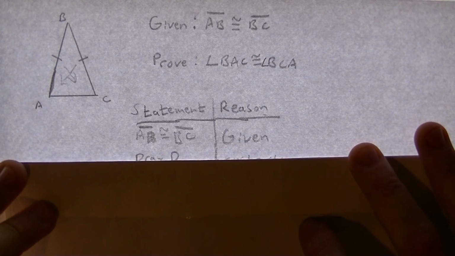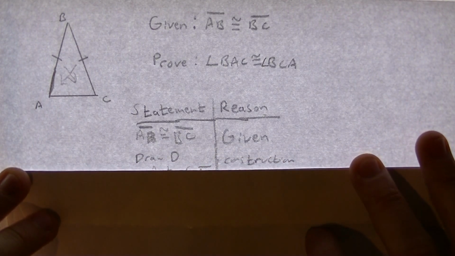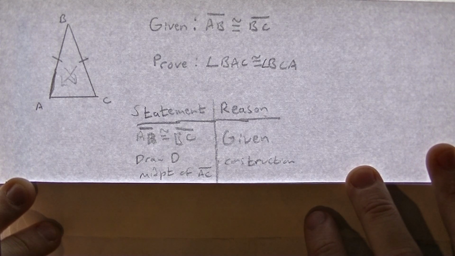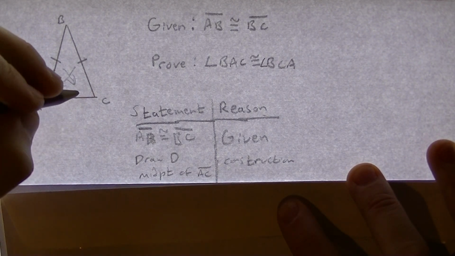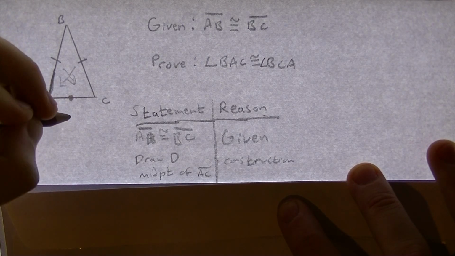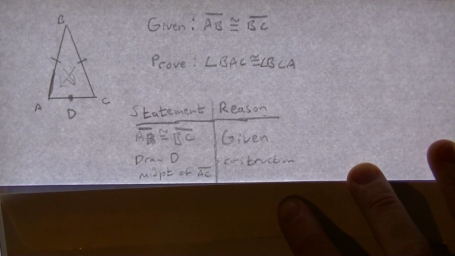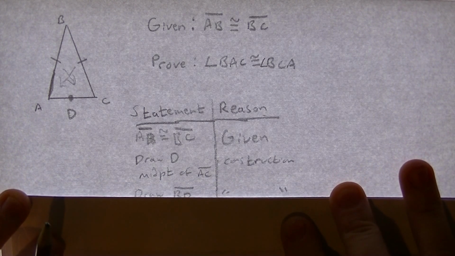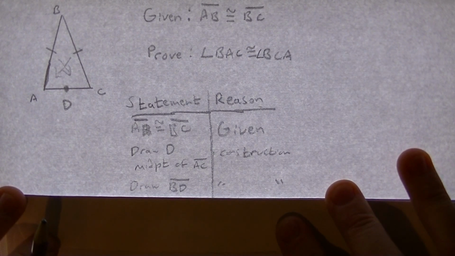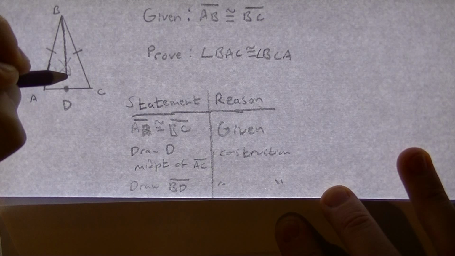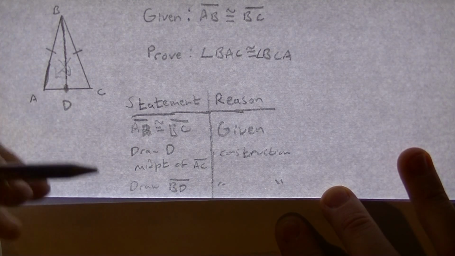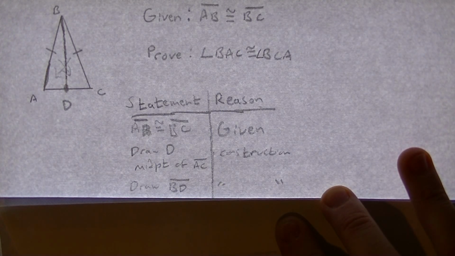Next, I'm going to draw point D such that it's the midpoint of AC. So I'm just making that construction, and I can do that. Why not? I can find that midpoint, and I can draw a point D. So the reason I'm allowed to do that is I'm constructing it. Next, I'm also going to draw a line segment BD that goes from that top point down to D. And the reason I can do that is because I'm just drawing it. I can draw things into my picture as long as I'm not making assumptions about it.